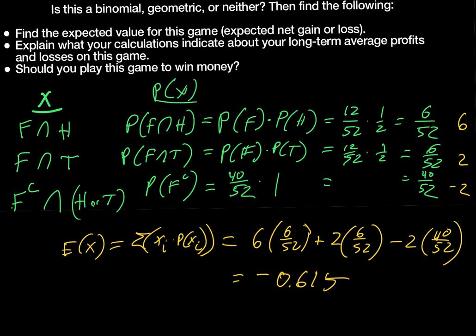All right, so what does that mean? That means in the long run, I expect my average play of the game, so if I were to play this game 100 times, I would expect that I would lose on average 61.5 cents per play. So should I play this game? So again, let's say we did this 100 times. If we played this game 100 times, I would expect to lose $61.50.